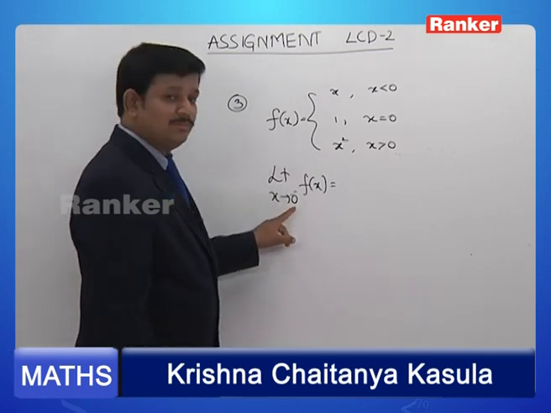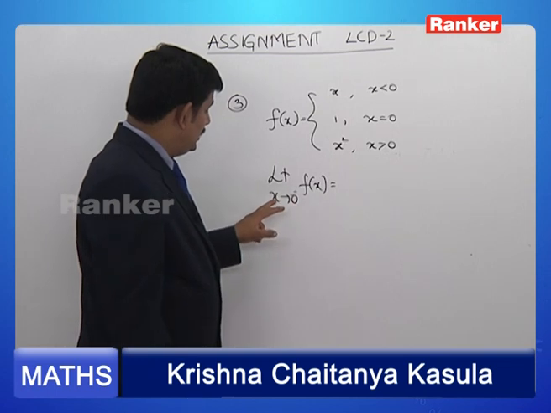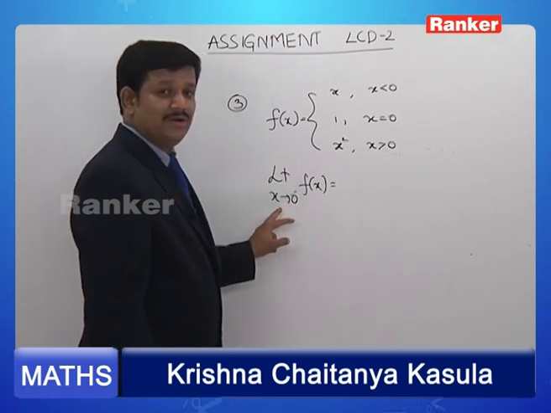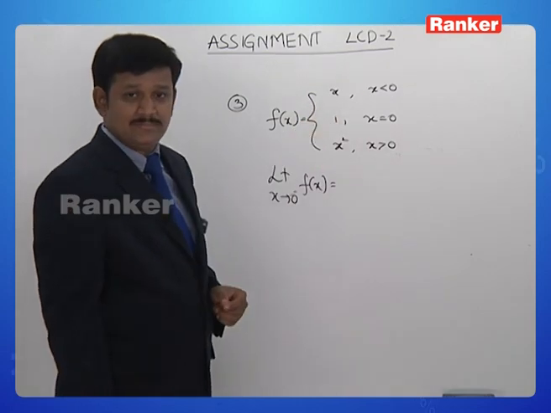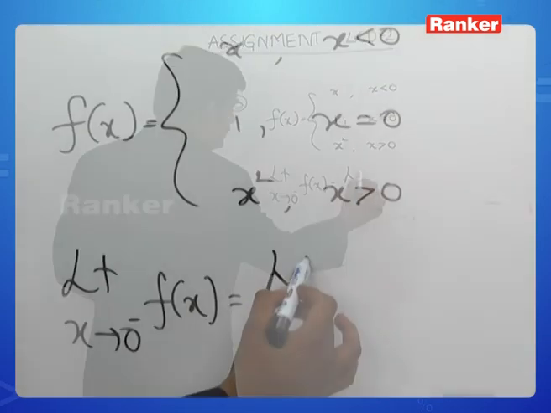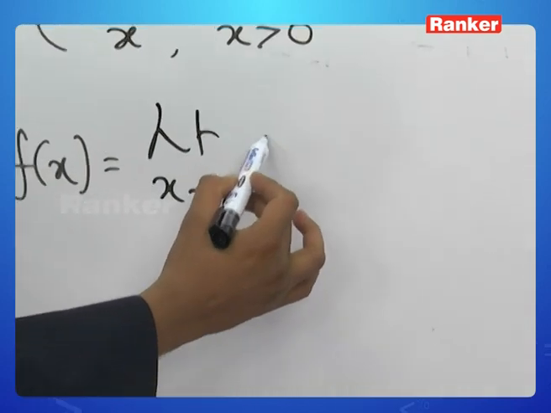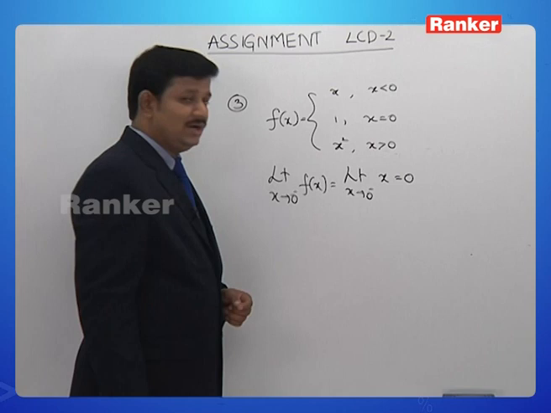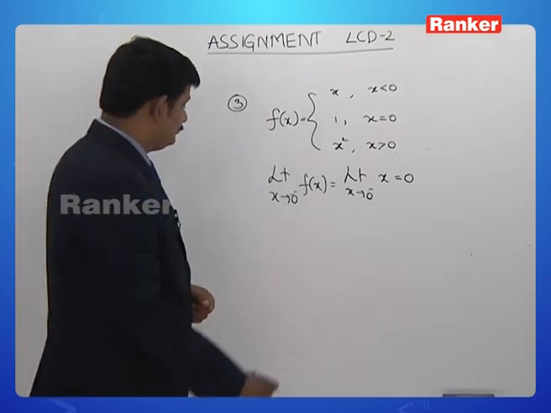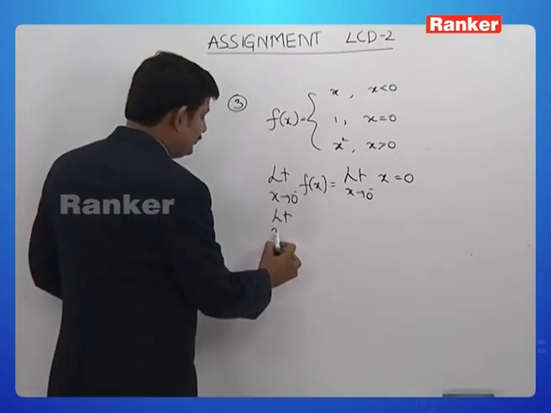Limit x tends to 0 minus, the left hand limit, x is slightly less than 0, and whenever x is slightly less than 0, f of x is defined as x. So this is limit x tends to 0 minus of x, which is 0. So the left hand limit we can see is 0. And let us look at the right hand limit.